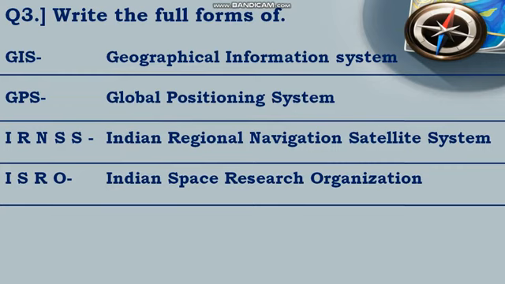Question number 3. Write the full forms of GIS, Geographical Information System; GPS, Global Positioning System; IRNSS, Indian Regional Navigation Satellite System; ISRO, Indian Space Research Organisation.